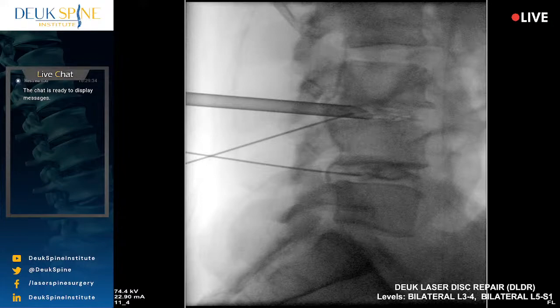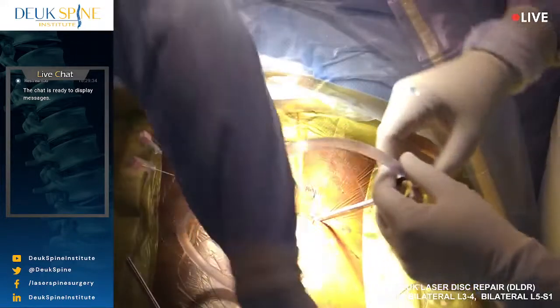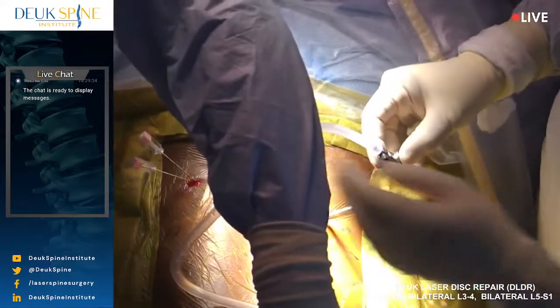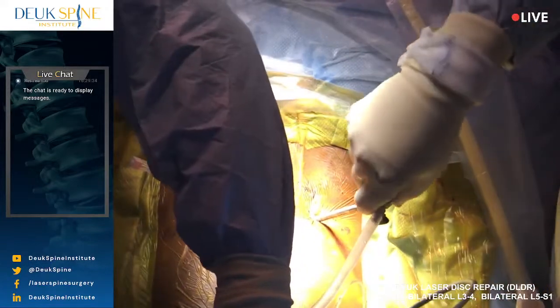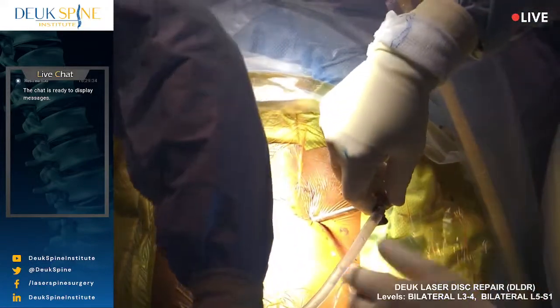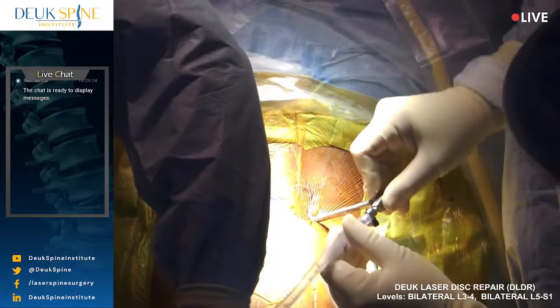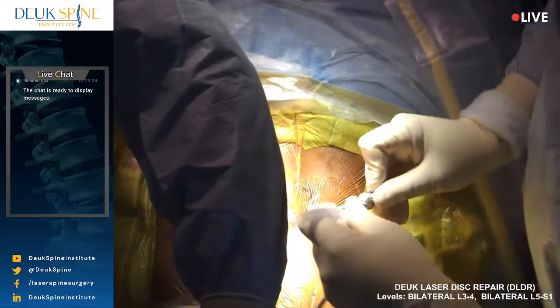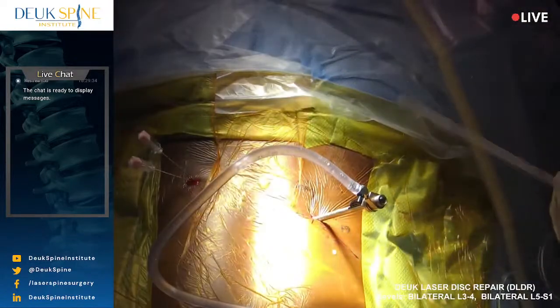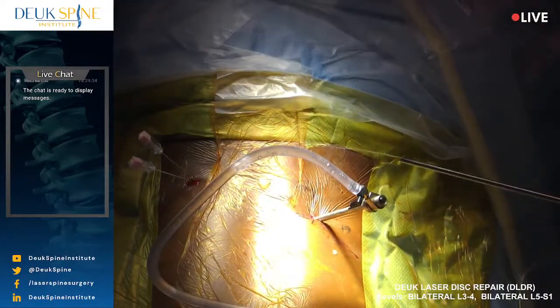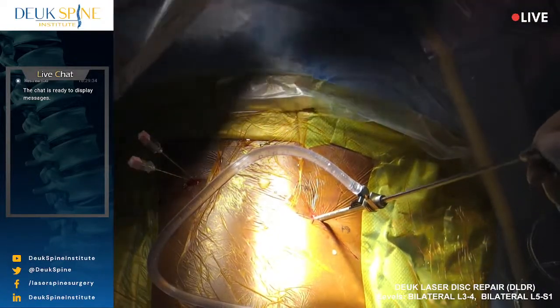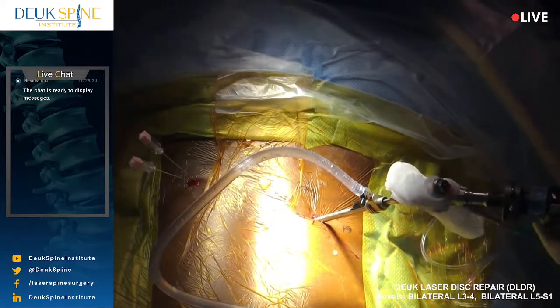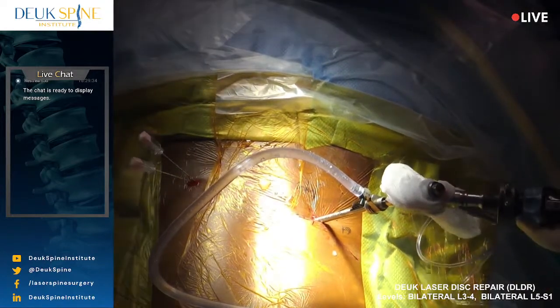Getting ready to do disc number 2. And remember, we are going to be doing both sides of both of those discs because this patient has horrible leg symptoms on both sides. Normally, we're going to go on the side where the leg symptoms are. But in somebody who has equal leg symptoms on both sides, you have to do both sides. Otherwise, they're going to wake up with the same leg pain they went to sleep with.